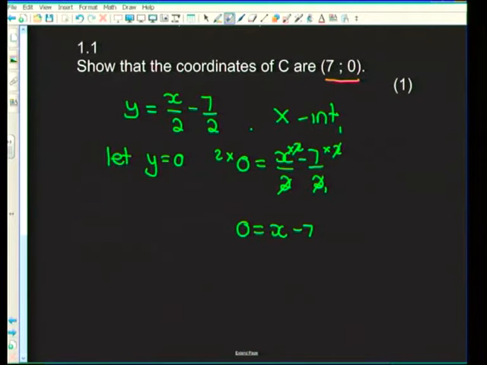And so we would get that. And so, yes, x is equal to 7. So the coordinate of C is 7, 0. Have we shown them what they asked? Yes, we did. We've given them the answer in a coordinate form.